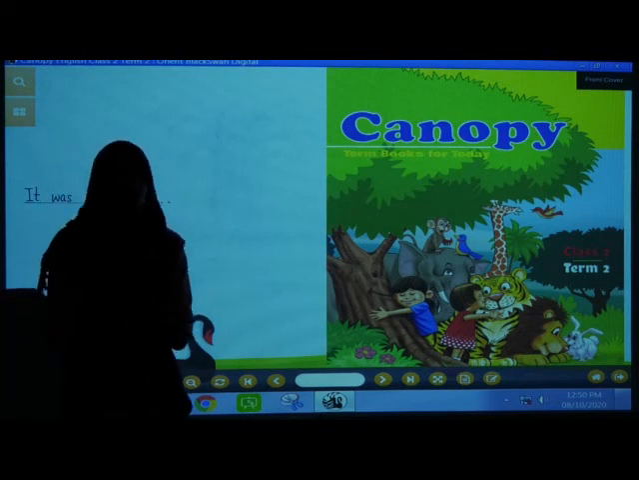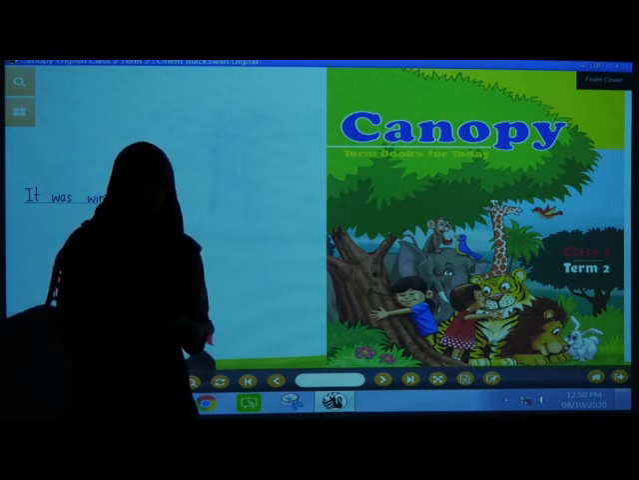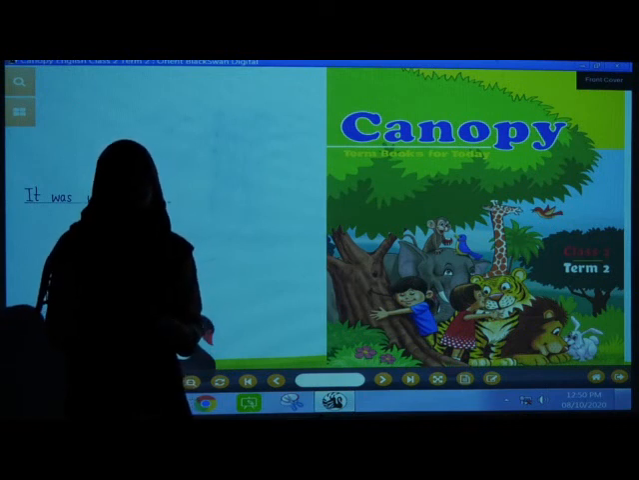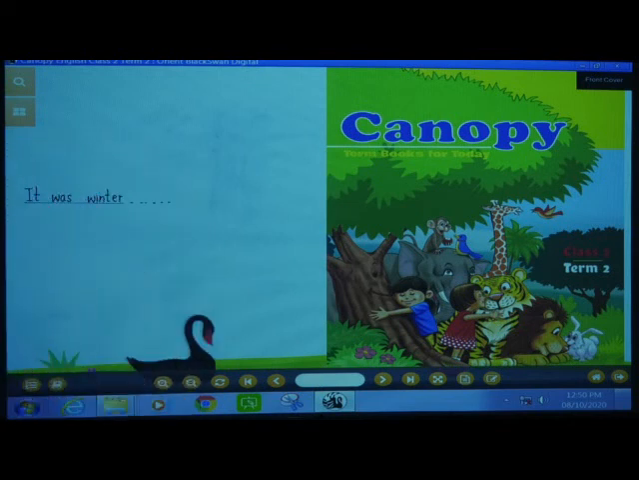So, we are going to learn an interesting story about cold weather and the birds in that story. Okay. What is the name of the lesson? Lesson number 3, A Cloak for Swallow. What is the name of the lesson? A Cloak for Swallow. Now what do we mean by cloak?